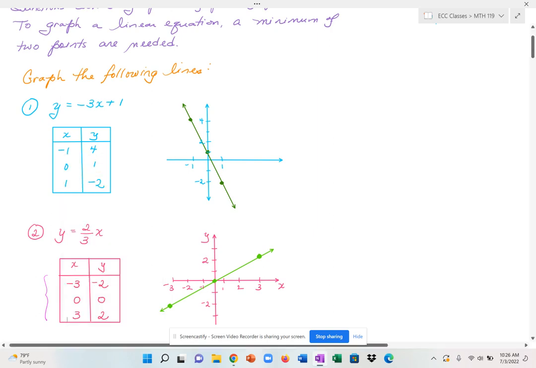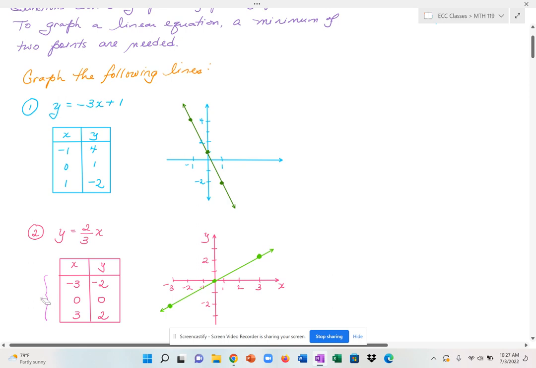So 0, 0 is both a y-intercept as well as an x-intercept. It's where the two axes intersect. It's the origin. Negative 3, negative 2 is down here, and 3, 2 is up here. Again, connect those 3 collinear points, and you have the graph of a line.